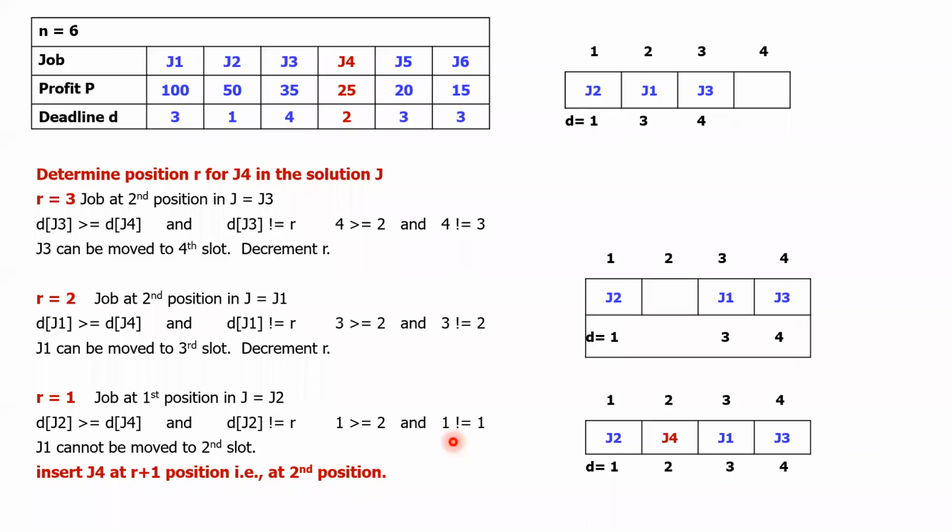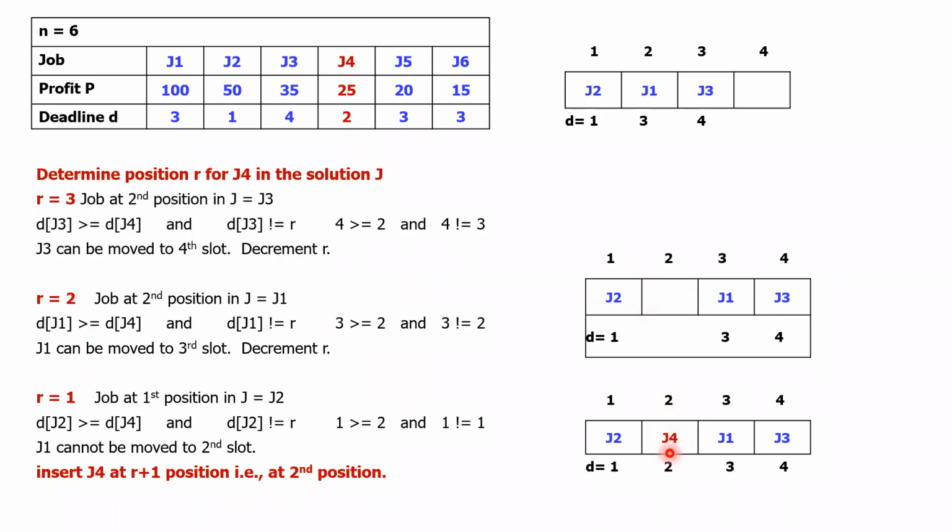Both the conditions are false. If the conditions are false, that means J2 cannot be moved to the right side. This is inevitable because the deadline of J2 is 1. It has to be finished within the first time unit. I cannot move it on to the right side. So now here is the empty slot for J4. Now I have to decide whether I can place J4 here or not. So J4's deadline is 2. So I can place J4 here.